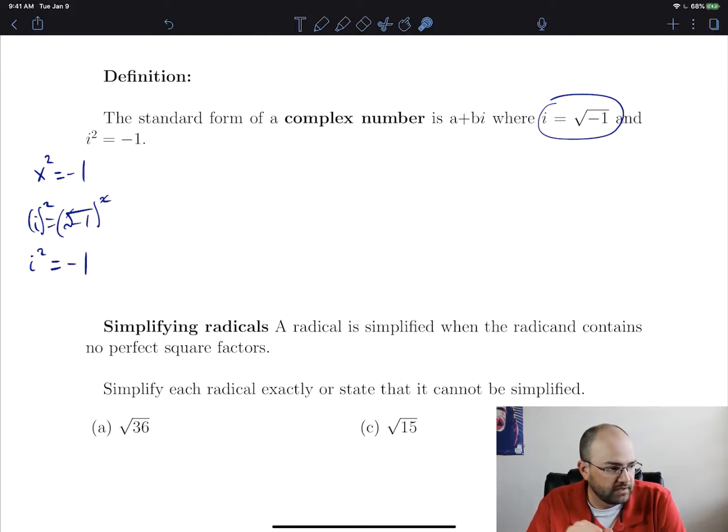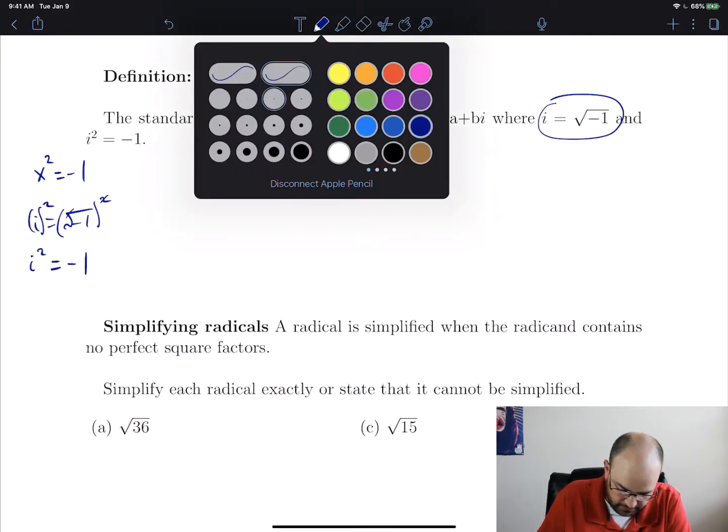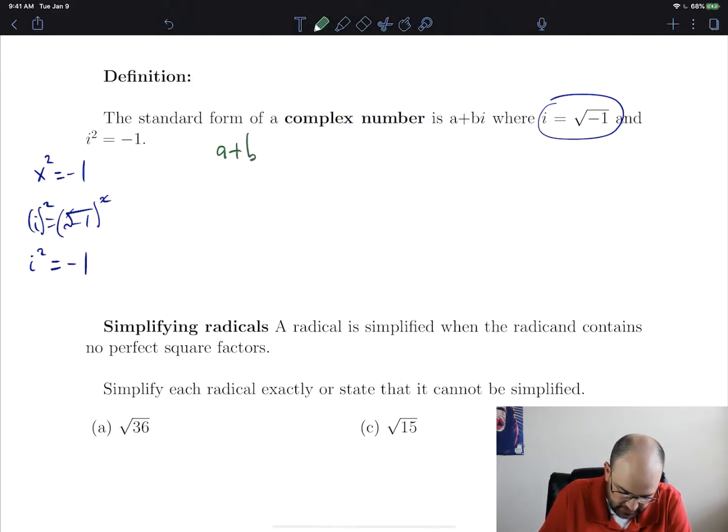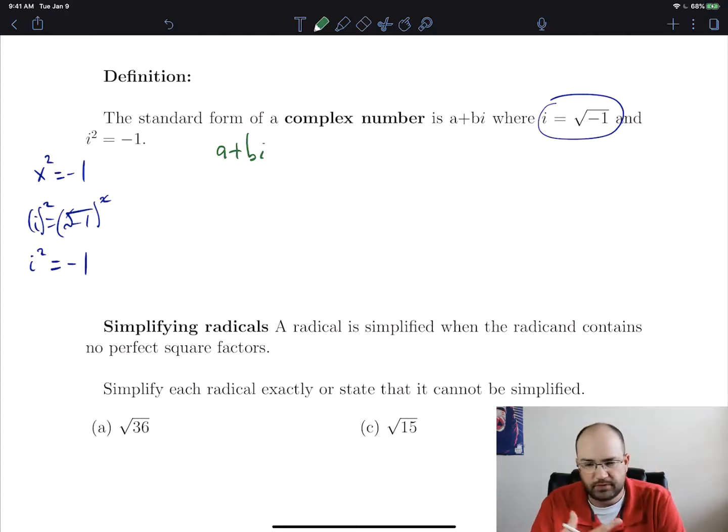Wonderful. Now let's talk about the actual standard form. The standard form is a plus bi. a and b are real numbers, and real numbers are pretty much any number you've ever seen. 0, 5, -15, 3/4, 1/2, square root of 2, square root of 5, pi, any of those are all just real numbers, okay? But every single real number can be turned into a complex number by having an i in there somewhere.